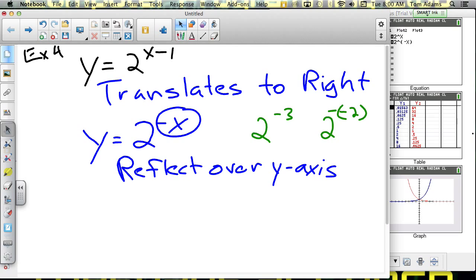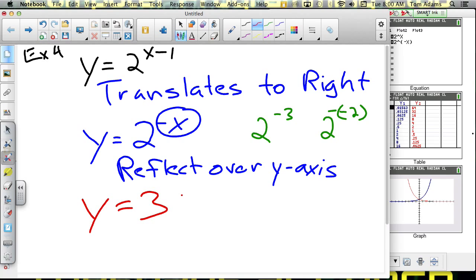Okay? Let's do one more example. Now if I say y is equal to 3 times 2 raised to the x. Before I do anything, can somebody tell me what they think it's going to do? Raise your hand and I'll point to you, or you can just blurt it out. What is that 3 doing?